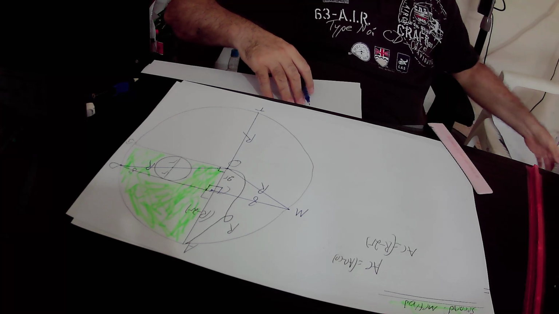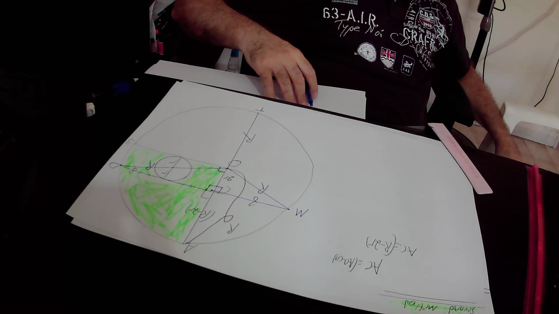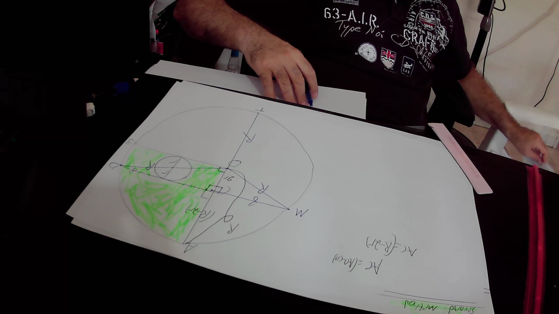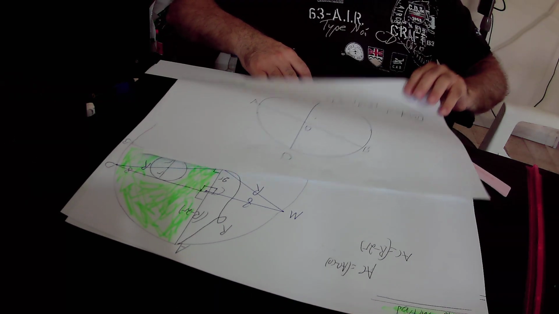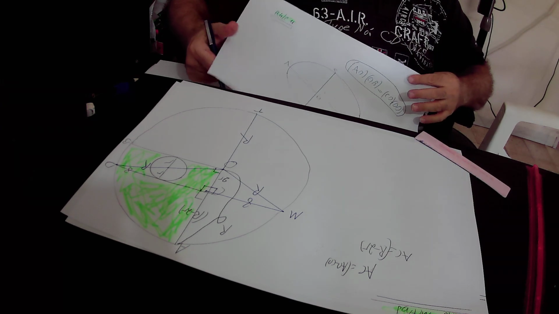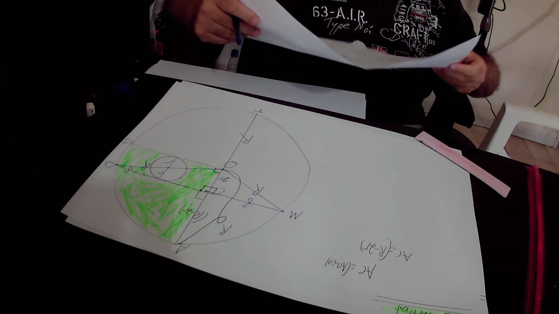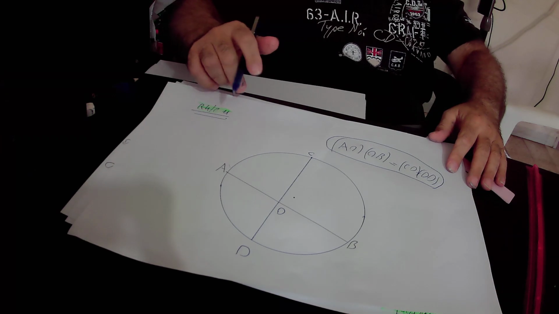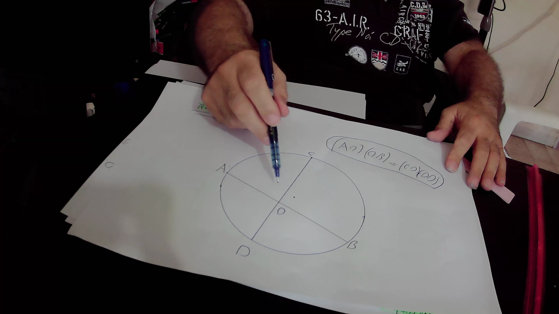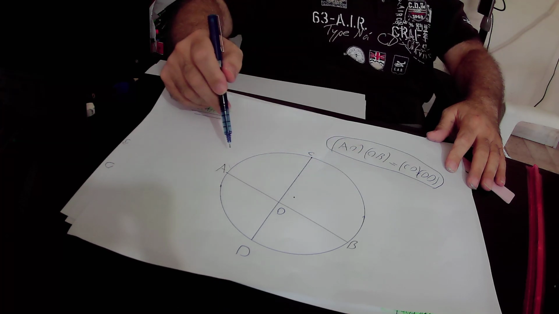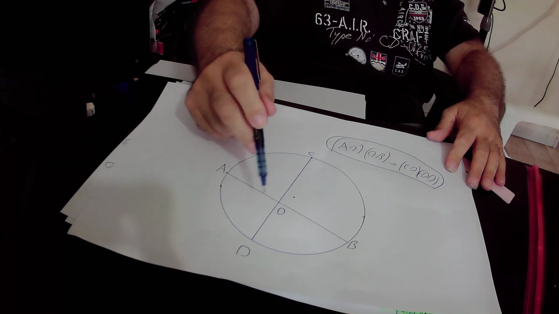In the next step I present to you rule number 11 and we will implement rule number 11 in our drawing. According to rule number 11, if chord AB intersects with chord CD at point O, then AO times OB equals to CO times OD. Again, AO times OB equals to CO times OD.